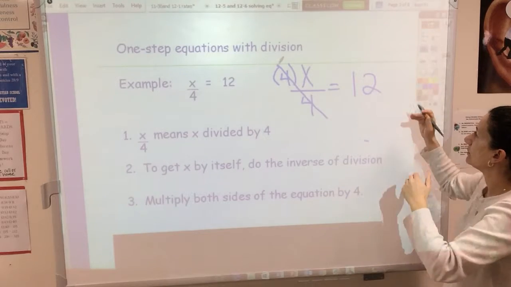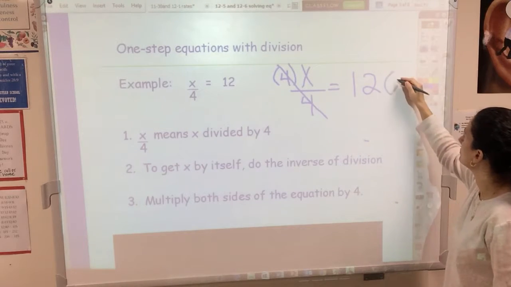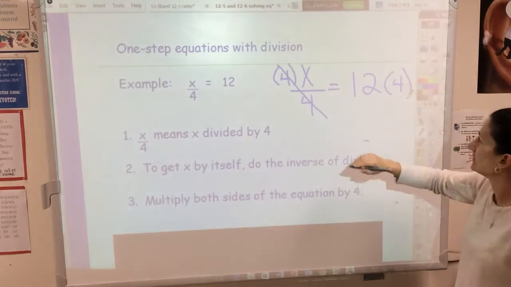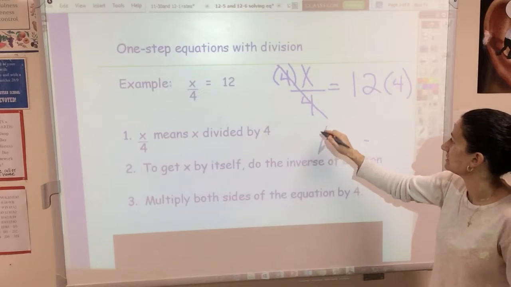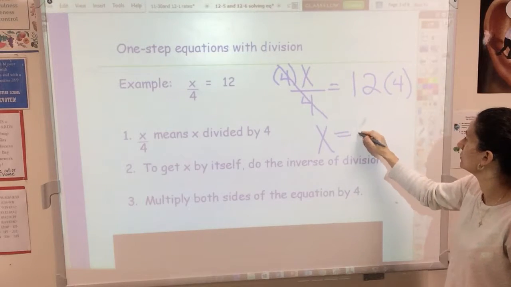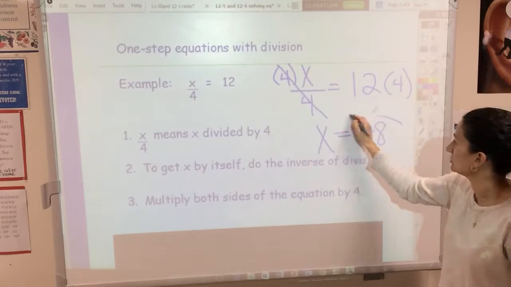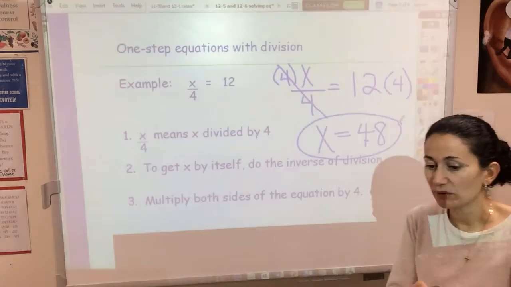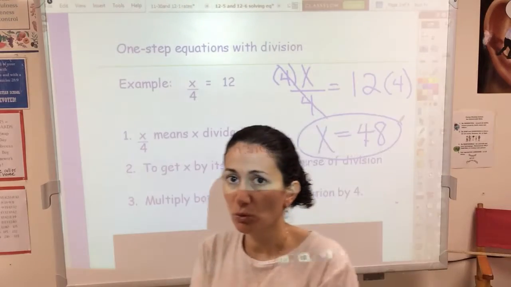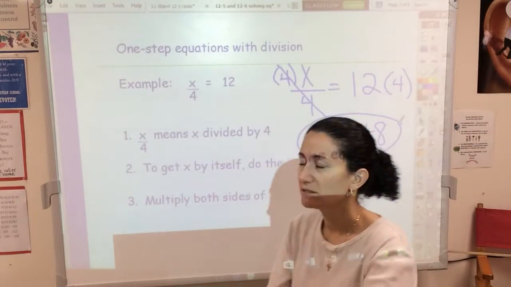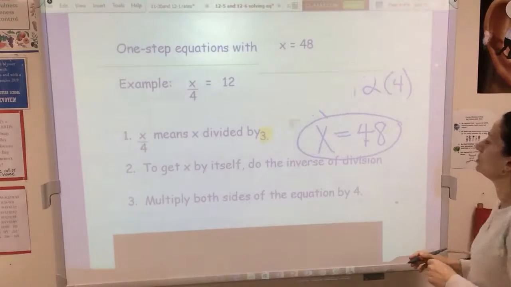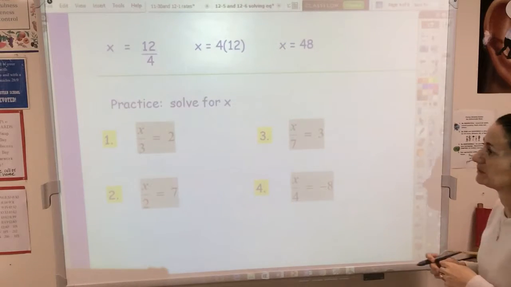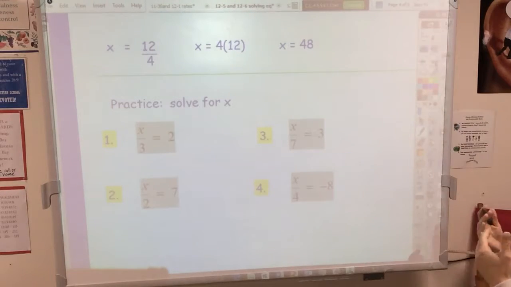Brings me to rule number 3. Whatever I do to one side, I must do to the other. Okay, and this is going to get me my answer, my solution, x equals 48. And I'm going to circle my answer. Again, the skill I'm showing you here is how to show your work, so that when we get to the more difficult equations, you'll be able to go step by step and solve them, because you know what you're doing, you know how you're solving these equations.